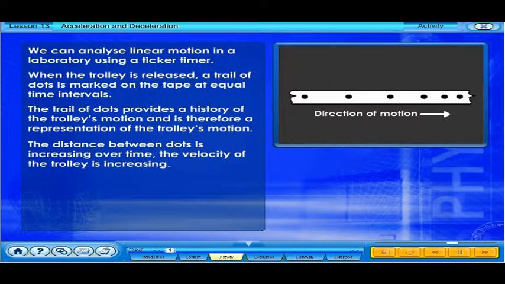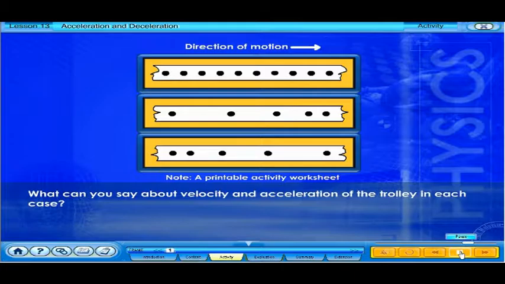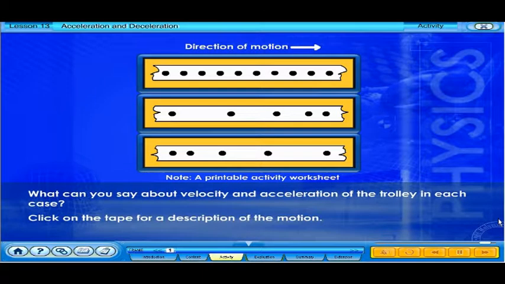The distance between dots is increasing over time. The velocity of the trolley is increasing. What can you say about velocity and acceleration of the trolley in each case? Click on the tape for a description of the motion.